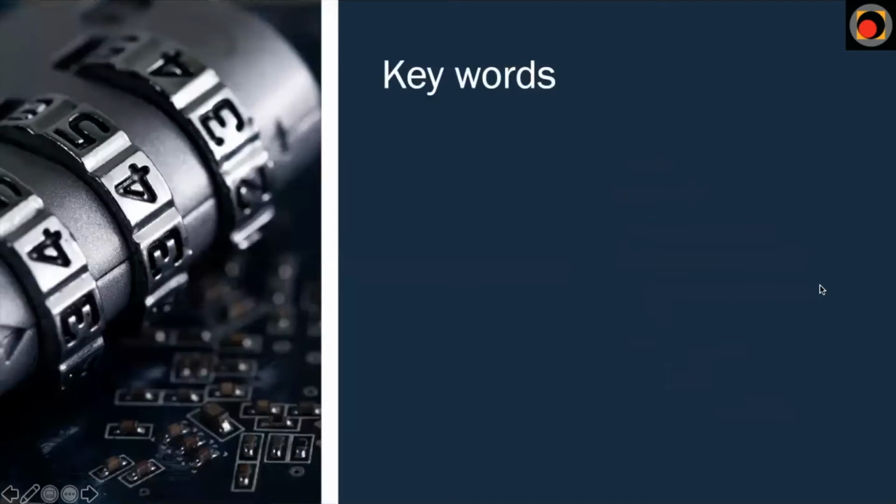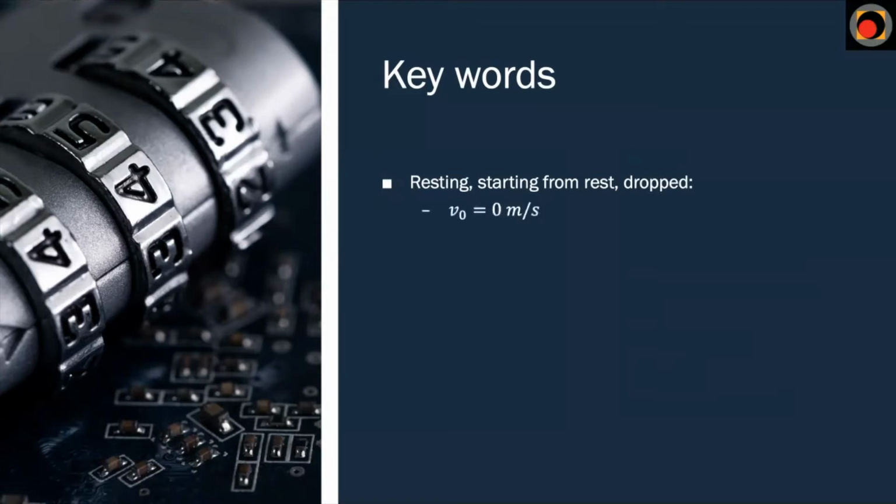Now, in order to solve the problems, we need to understand some keywords. Resting, starting from rest, dropped, means that it was not moving and now it is moving. When you drop something in your hand, it's not moving. Once you let it go, it begins to move. When you are resting, you are not moving. That means that your initial velocity is always 0 meters per second. So from now on, every single time you read resting, starting from rest, or dropped, the numerical value for V0 is 0.